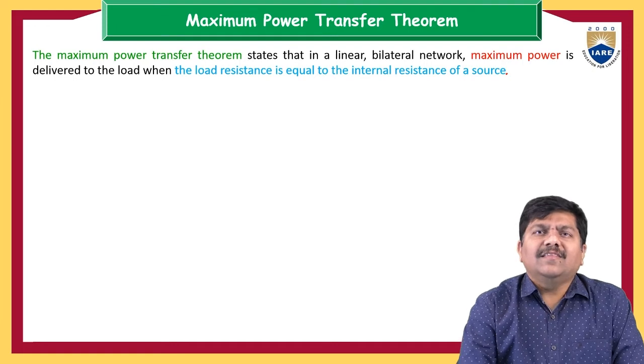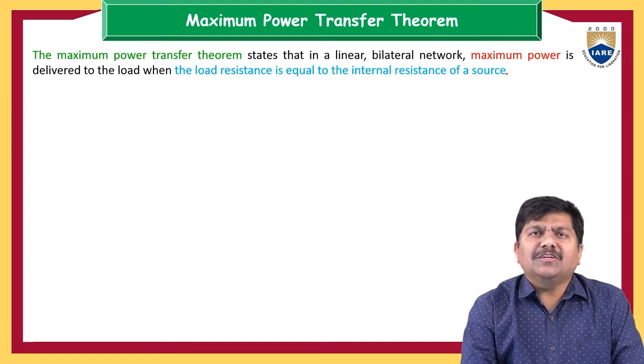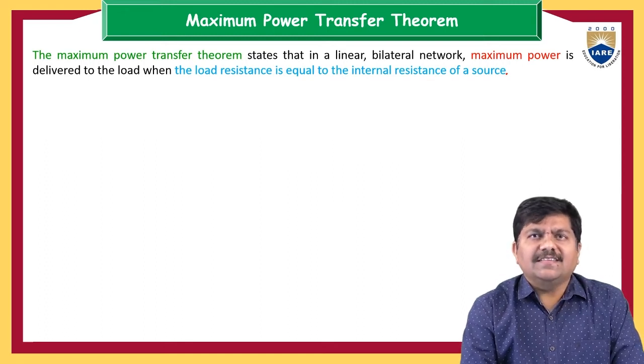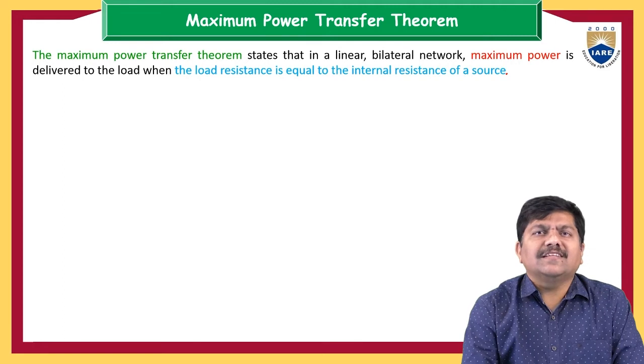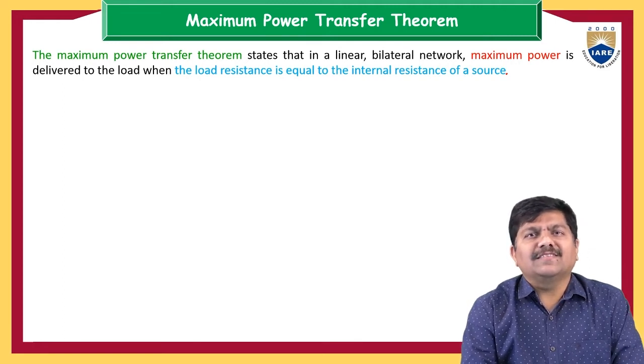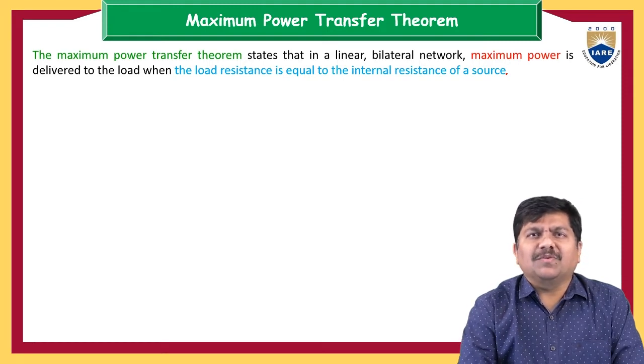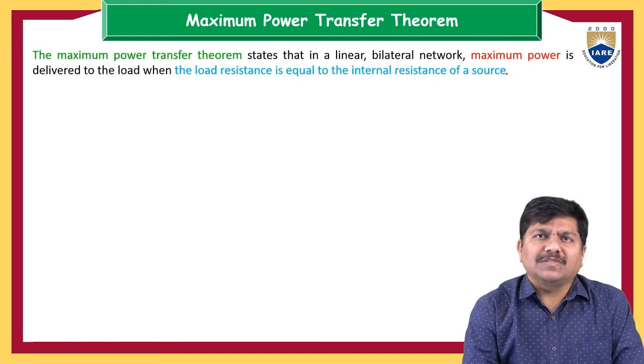Now coming back to the maximum power transfer theorem, we are stating that maximum power will be delivered to the load when the load resistance is equal to the source resistance. What do you mean by this? In practical voltage sources, instead of 0 internal resistance, the source will have some resistance. Those are called practical voltage sources. That resistance is called the source resistance.